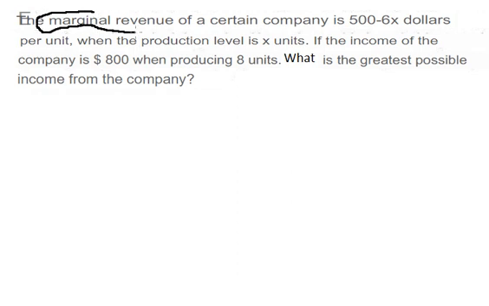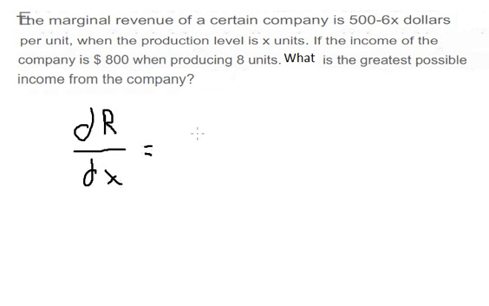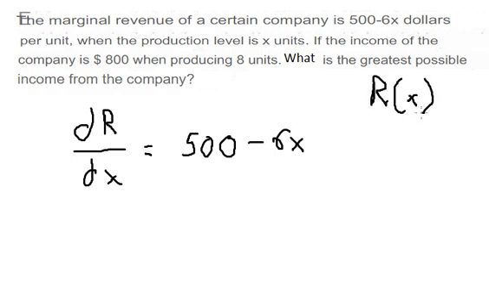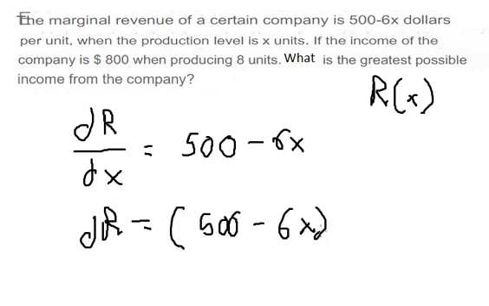We know that marginal revenue, dR over dS, equals 500 minus 6S, and now we need to find R(S), the original function for revenue. So we multiply both sides by dS, and we get dR equals (500 minus 6S) multiplied by dS.